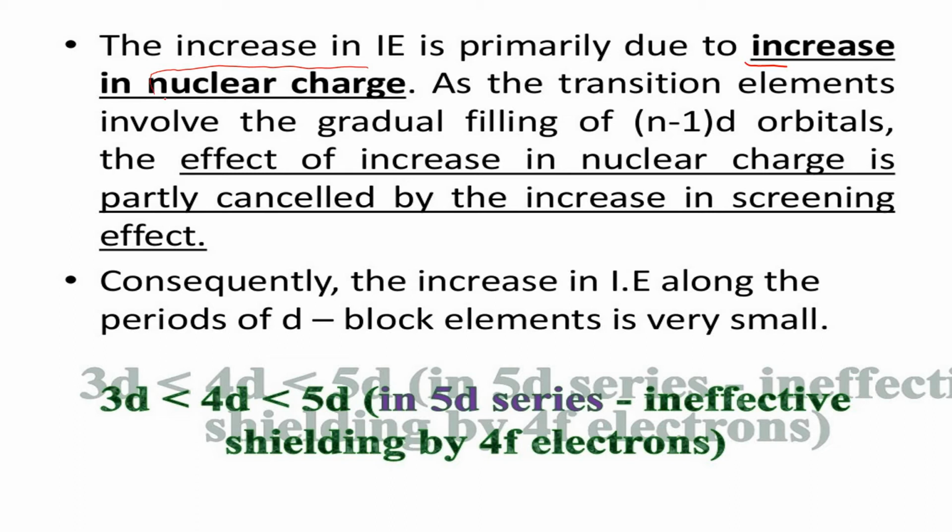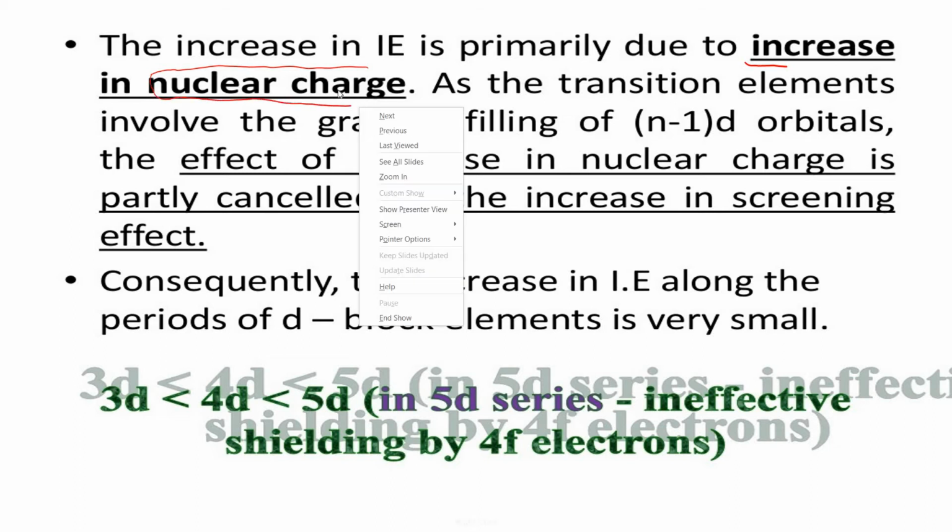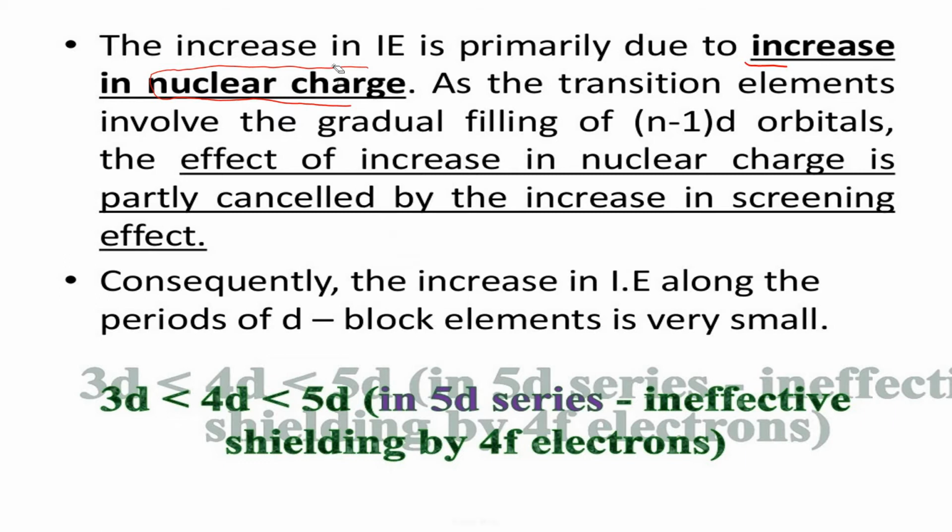You see why? Because whenever you remove an electron, the number of protons is more when compared with the number of electrons, isn't it? That is the reason the nuclear charge increases, which requires more energy. And we don't consider the shielding effect, because we are removing d electrons, and d generally has very little shielding effect.